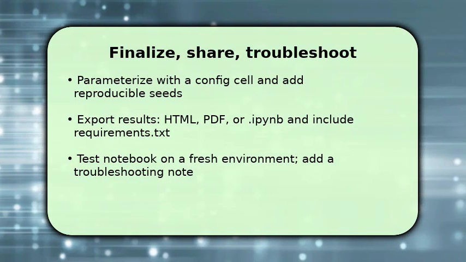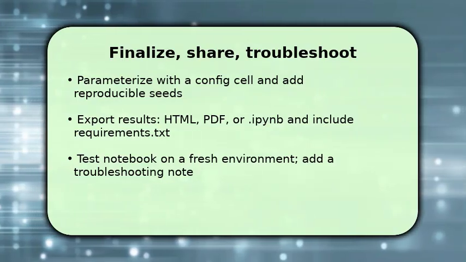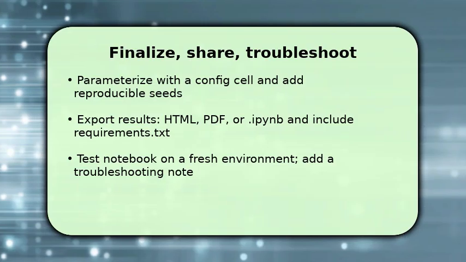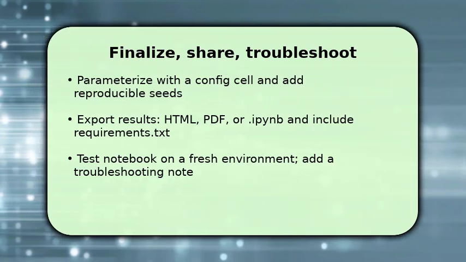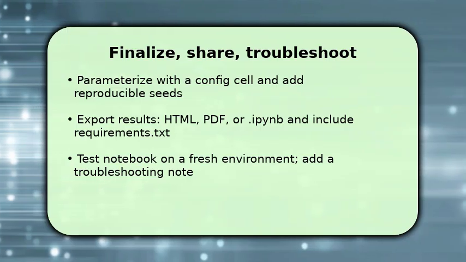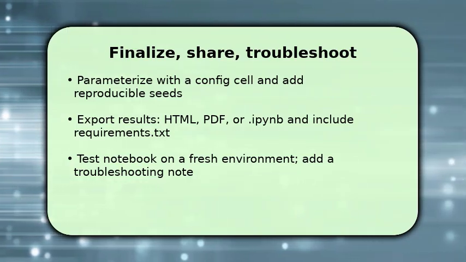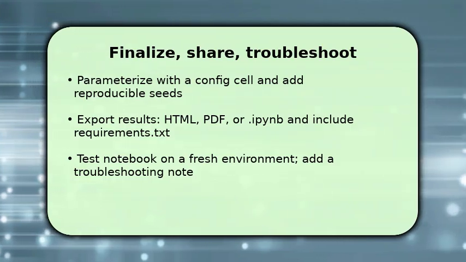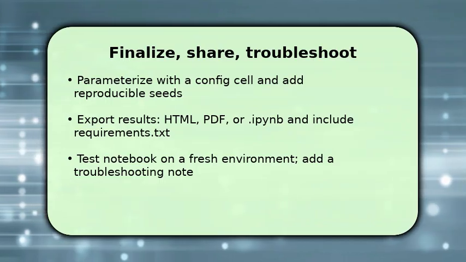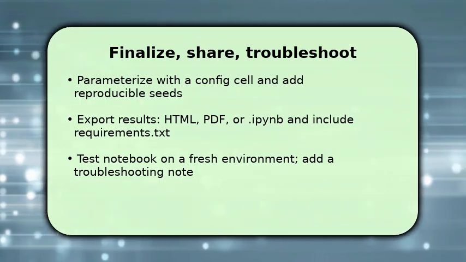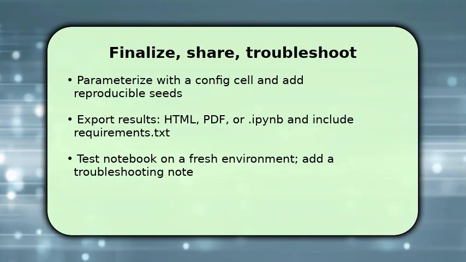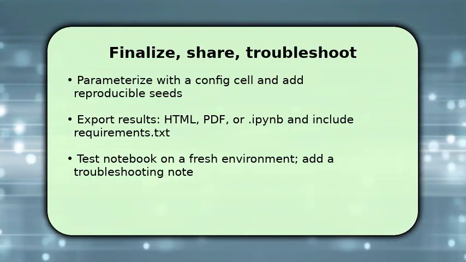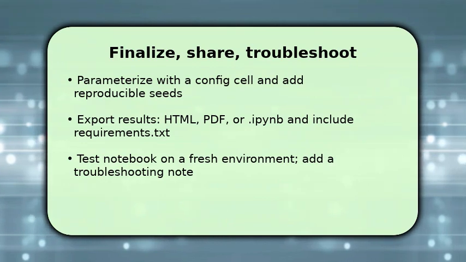To finish, parameterize key values in a top config cell and set random seeds for reproducible results. Produce clean visualizations and summary tables, then export the notebook to HTML or PDF for stakeholders and save the IPYNB for collaborators. Once done, run the notebook in a fresh environment to validate the requirements.txt. If an error appears, check package version mismatches first and confirm file paths. This is the most common issue and often resolves by syncing the virtualenv or correcting relative paths.